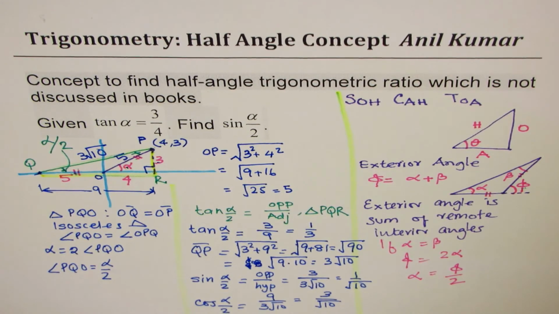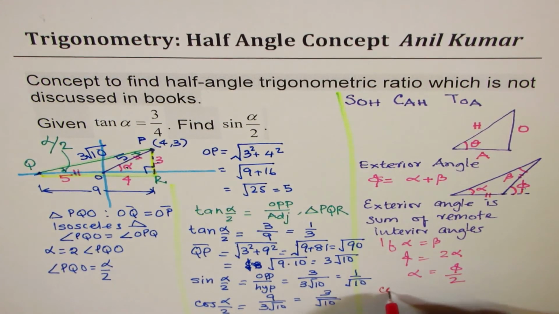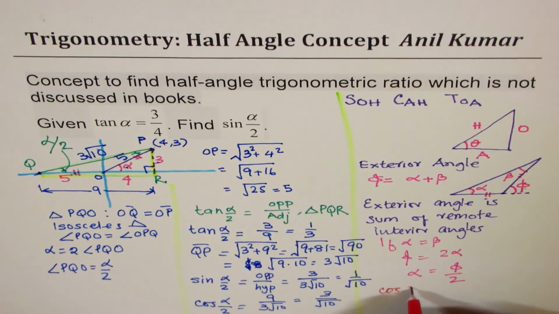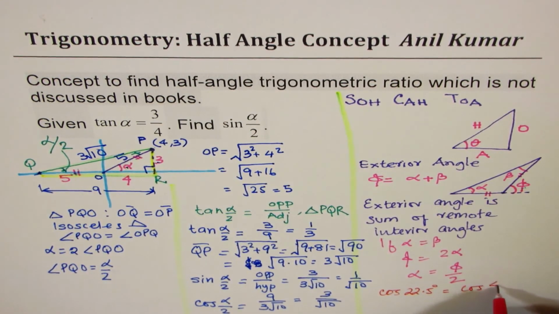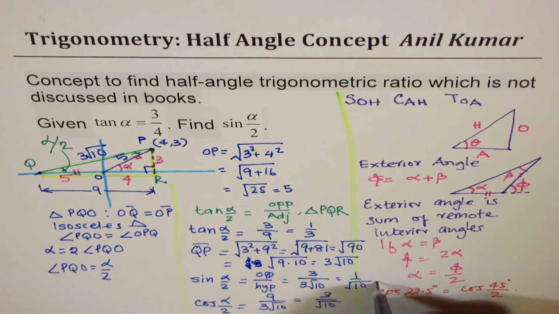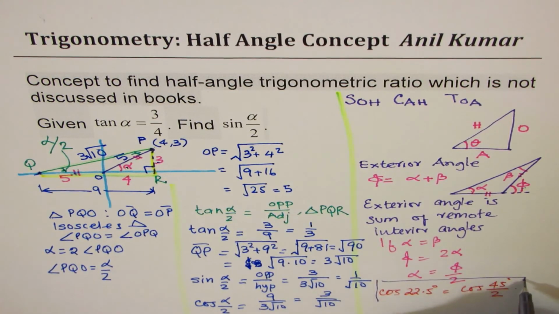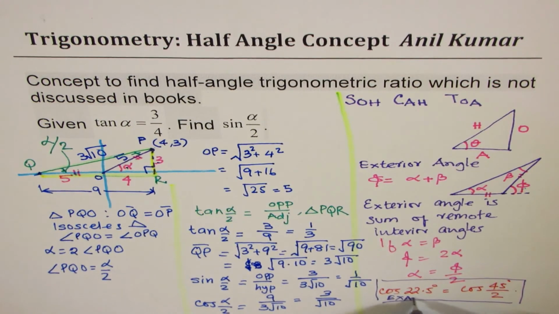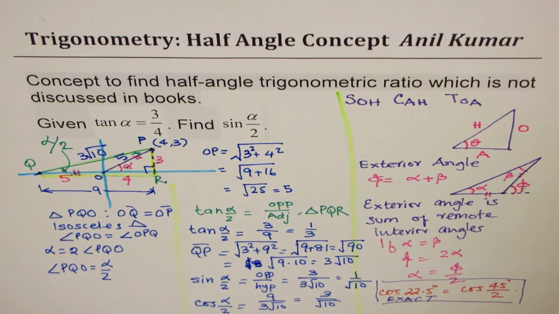Now here is a question for you. Find cos of 22.5 degrees, which is cos 45 degrees divided by 2, correct? Let this be a practice question for you. Write down your answers below. I need the exact value. Is it okay? So don't use your calculators. All this is without a calculator.